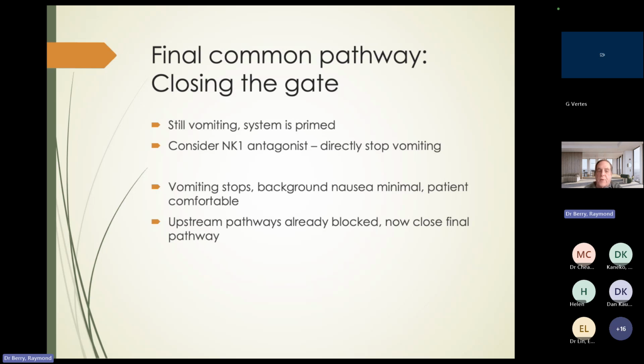So I added this at this point because he was still vomiting. I think it had just been so primed. So the background nausea then became more minimal because we were treating the pathways, and the vomiting stopped because we'd already blocked the upstream pathways, and now we closed that final gate. So this is where this is helpful at this point.